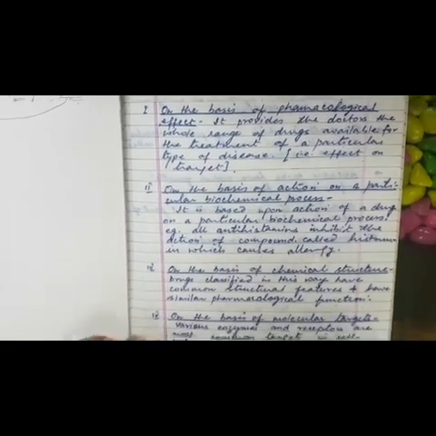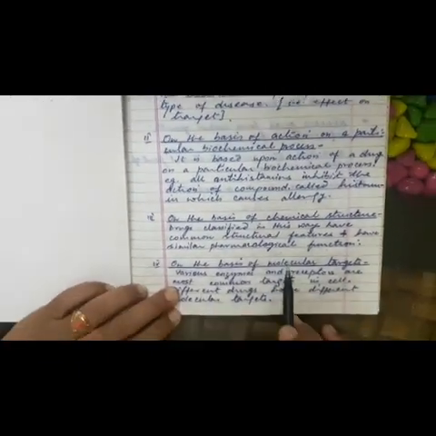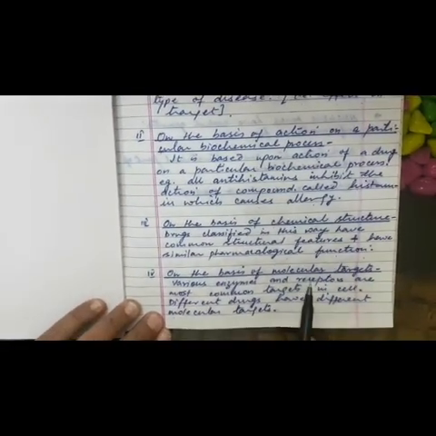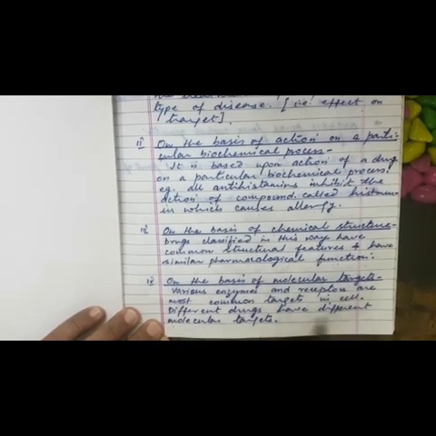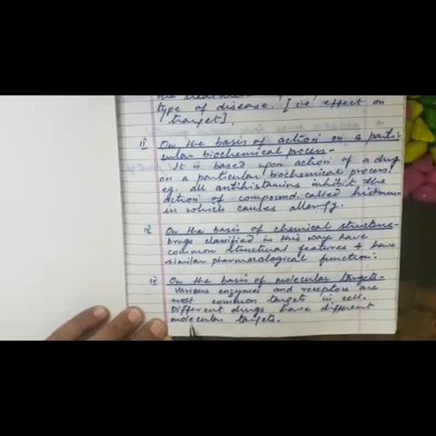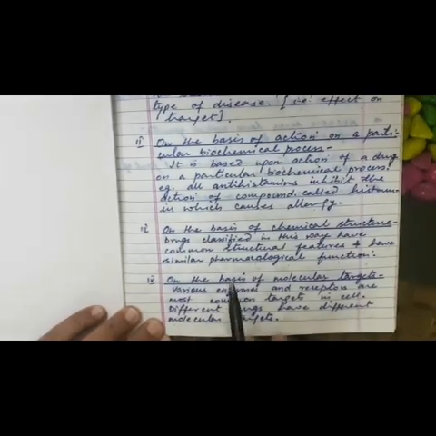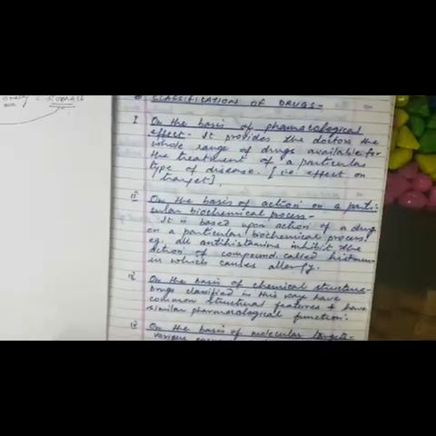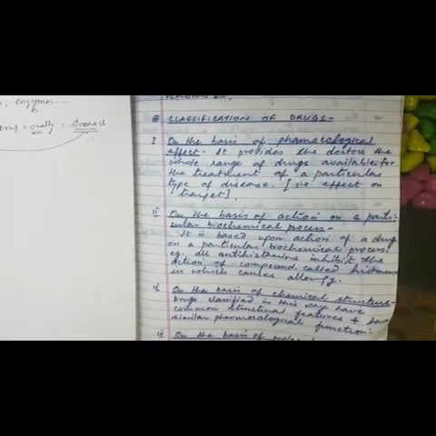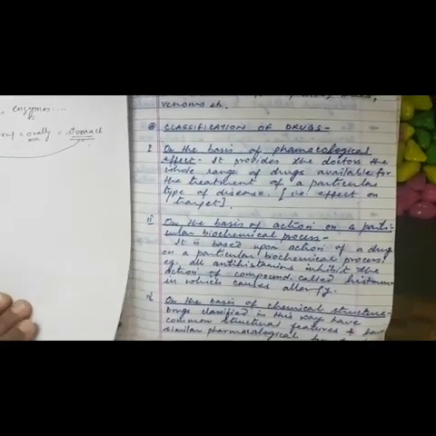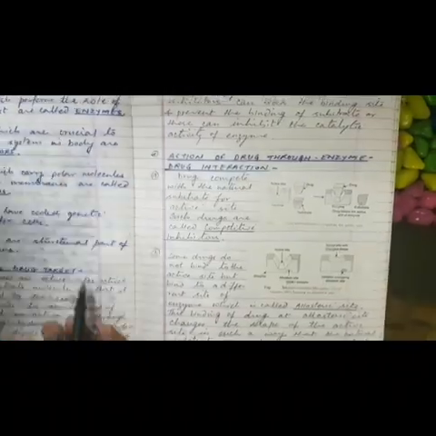And the fourth one is on the basis of molecular targets. Various enzymes and receptors are the most common targets in the cell. Different drugs have different molecular targets. All this information is very useful for a doctor to suggest the correct medicine, the correct drug for a particular patient.